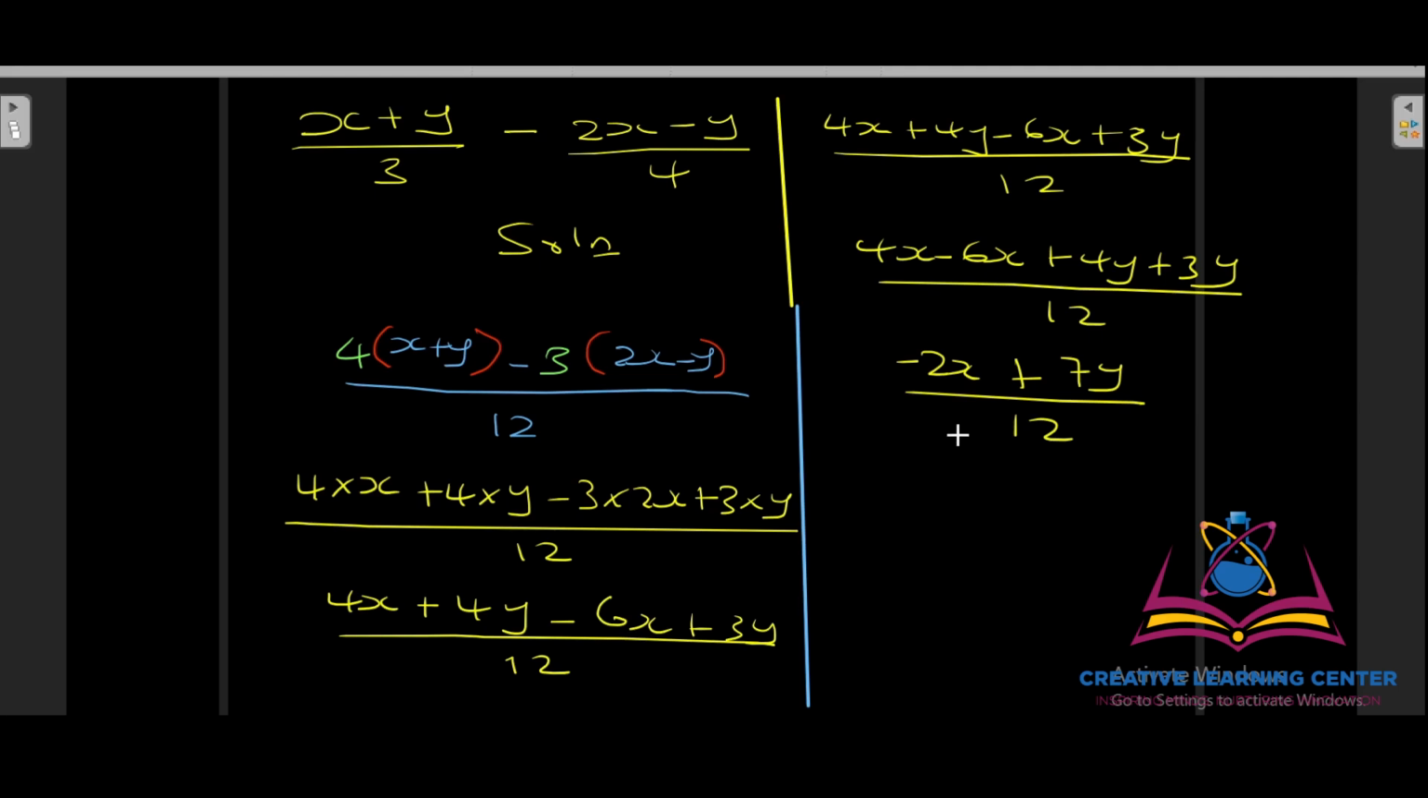Since I have a negative 2x and a 7y, the best way to write this answer is 7y minus 2x over 12, and that will give me my final answer.